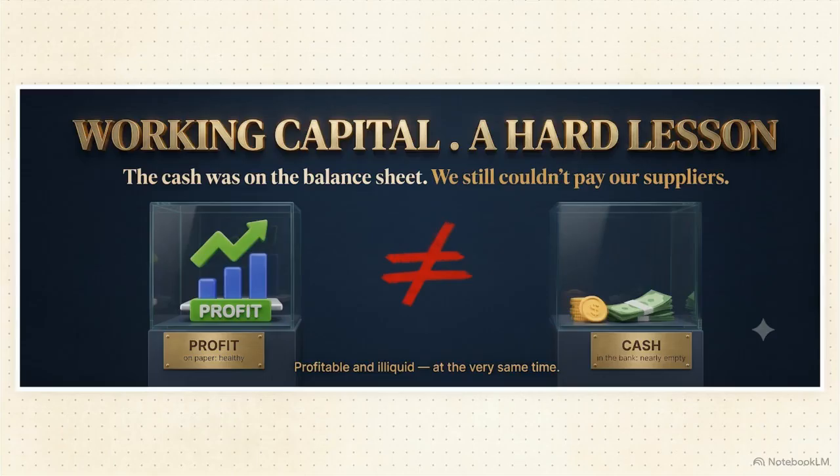This graphic illustrates the exact trap. You can have a perfectly healthy green profit metric on the left, but an empty cash display on the right. You are overwhelmingly profitable and completely illiquid at the exact same moment.